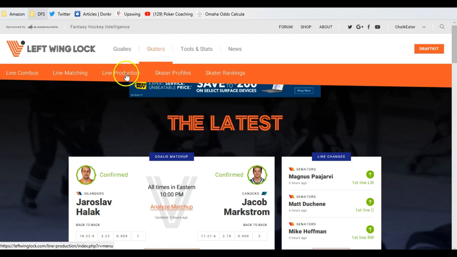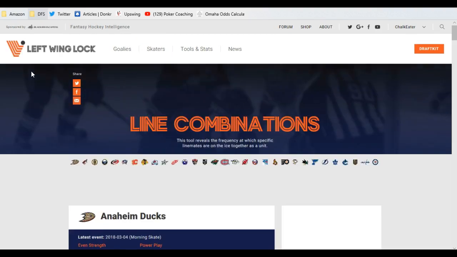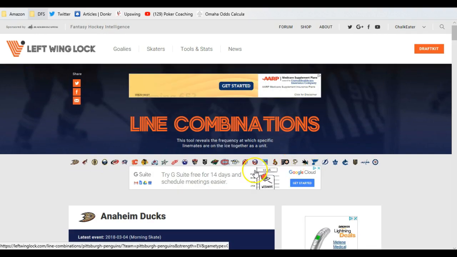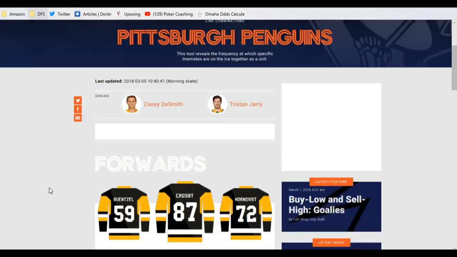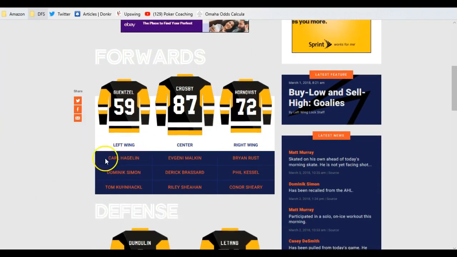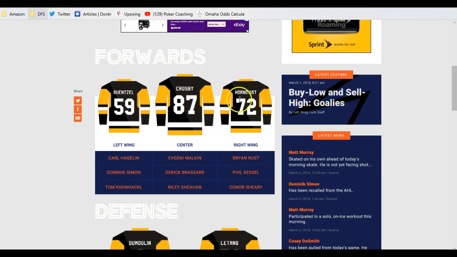We go to skaters, come over here to line combos, pick your team. It doesn't matter what team it is. Let's say Pittsburgh tonight, just because that's the one that people are asking about. Scroll down here. These lines right here don't mean squat. I mean, they do. It's a good general indicator of who's on the top line. This one obviously has it adjusted for Rust moving down and Hornquist coming back up. You can see the second line has these guys. But what you want to know is how much time they spend together.